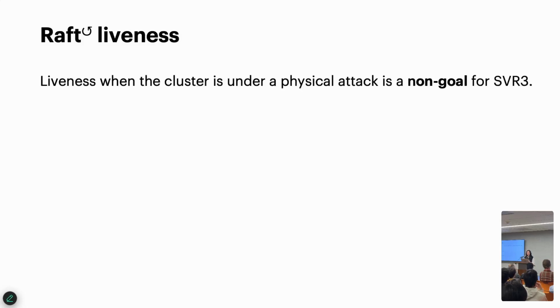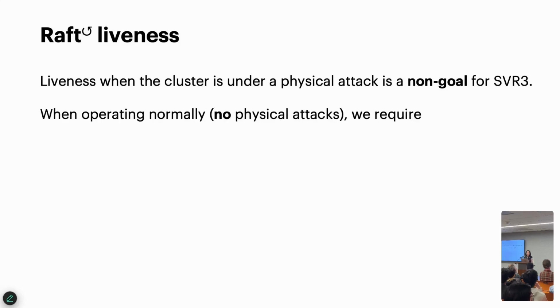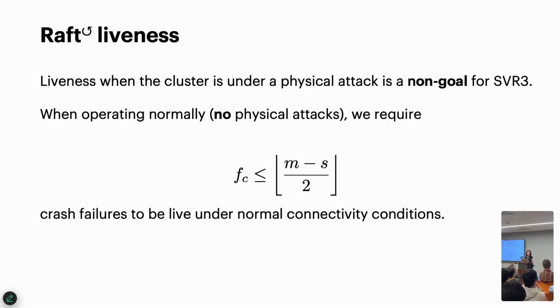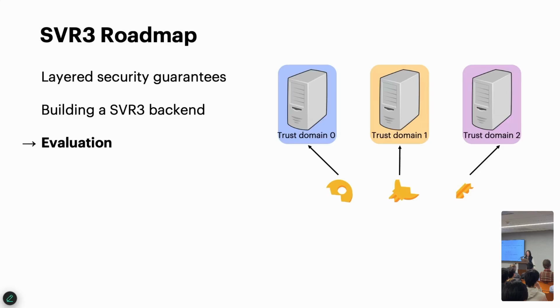For liveness, like I said before, it's not really a goal for SVR3 when the cluster is under physical attack. But when you're operating normally, we just require you to have m-s/2 crash failures to be live under normal connectivity conditions. So again, in our deployment, we have 7 replicas running. We can tolerate 2 crashes and still have liveness if the system is not under attack.